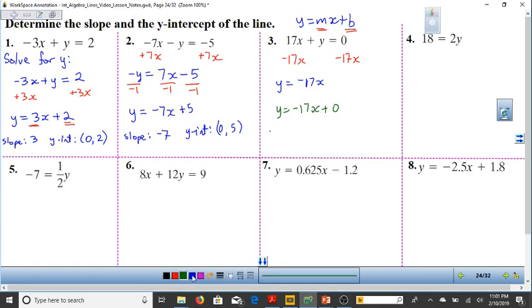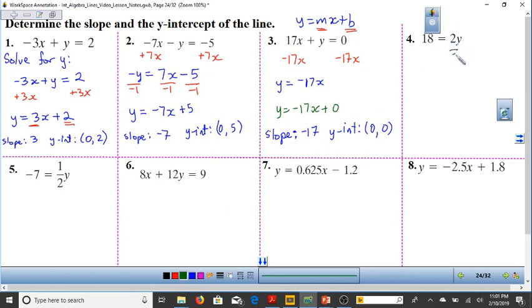So the y-intercept, the slope is -17, again a decreasing line, and the y-intercept in this case is 0, 0. It passes through the origin. In this case, this line has no x's in the equation, so we just simply solve for y.